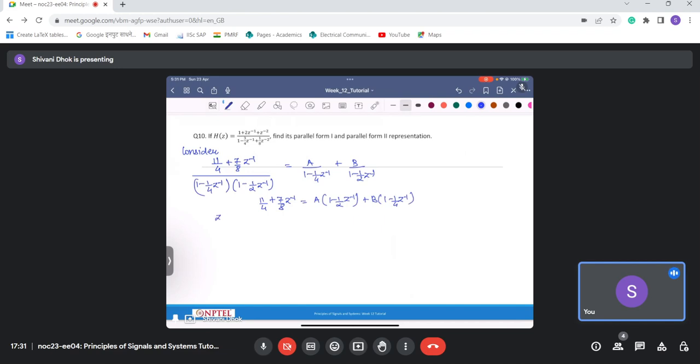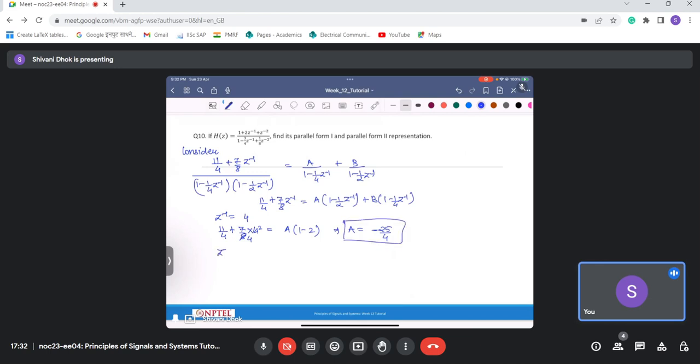So let's say z^-1 is equal to 4. In that situation, what I have is, suppose z^-1 is equal to 4, then this reduces as 11/4 plus 7/8 into 4 is equal to A into (1 minus 2). So this is basically 14 plus 11, that is 25, which means that A equals minus 25 by 4.